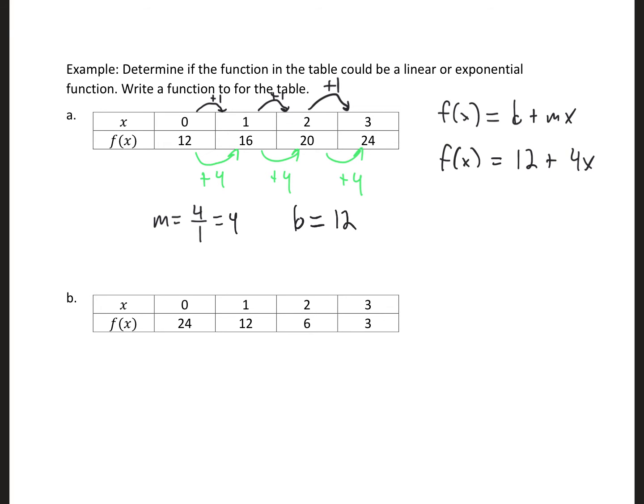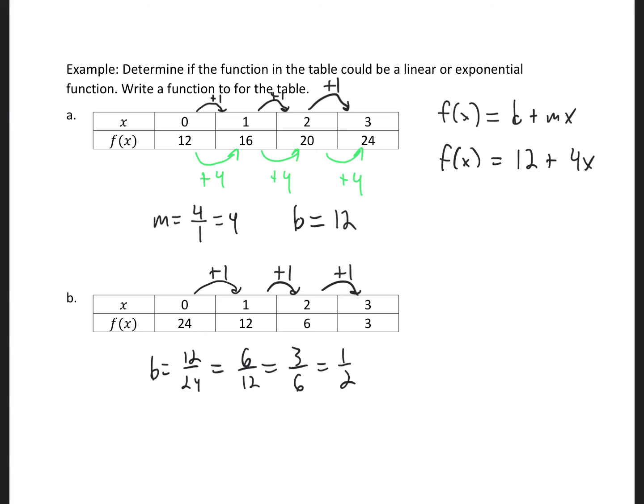Let's look at the next table. Here, as we increase our input by 1, we notice that, in fact, the values are decreasing at different rates. We're decreasing by 12 initially, then by 6, and by 3. We're actually experiencing a proportional change. If we consider the proportion 12 to 24, we'll notice that that is equal to 6 over 12 and 3 over 6. We have a proportional change of 1/2 as we increase the input by 1.